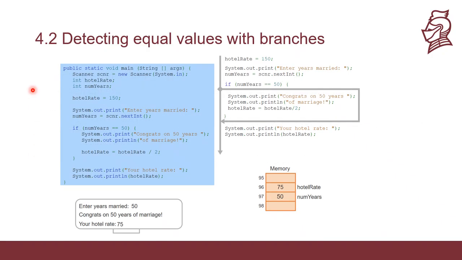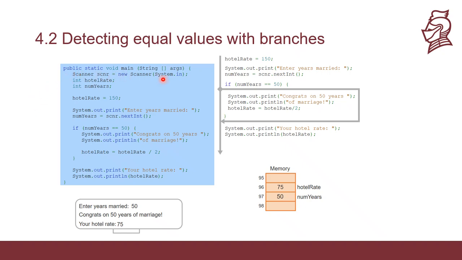Okay, we have this code example. So look how this works. We're looking at some years married and that sort of thing, and we're going to vary a hotel room rate based on the years married. So give someone a little extra value if they've been married for a long time. So let's look at our program.